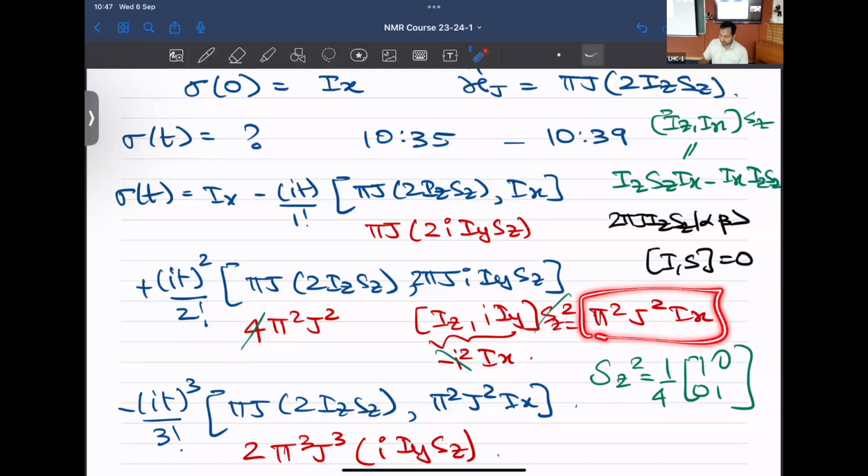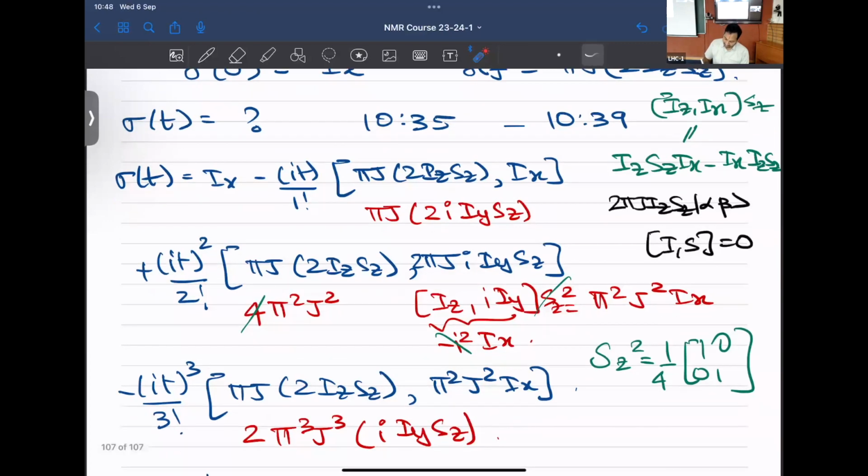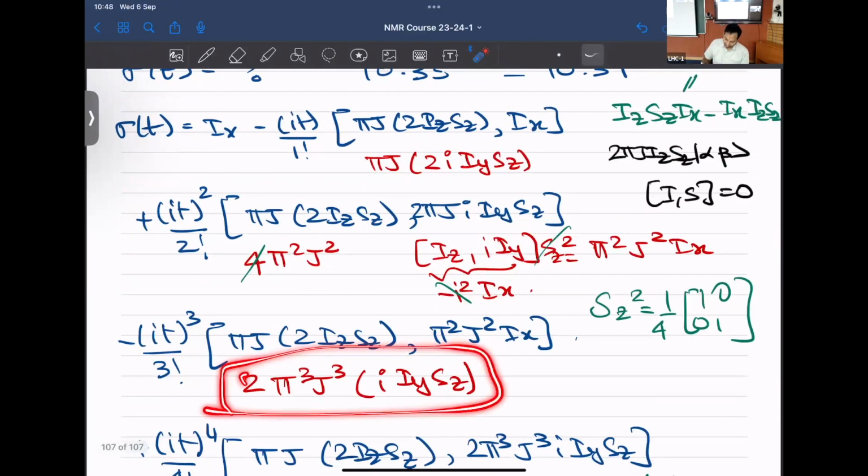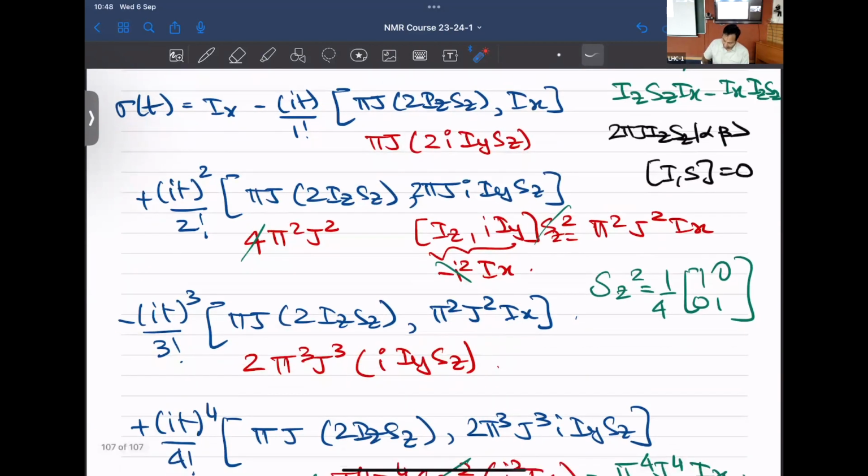You end up getting pi square J square Ix. So slowly you realize Ix starts to come back up again. Similarly, if you do the same logic in this part, you'll get 2 pi cube J cube Iy Sz. Once again, you realize that 2 Iy Sz comes back up again.